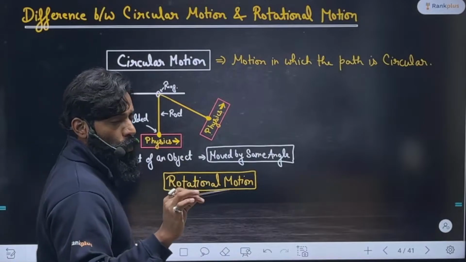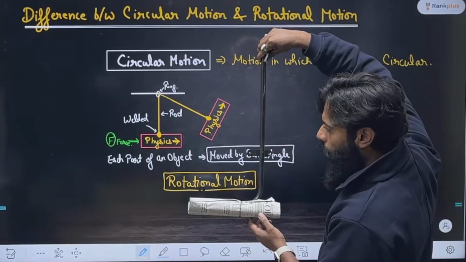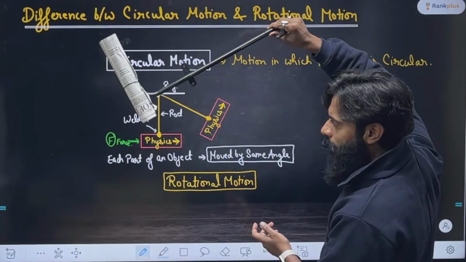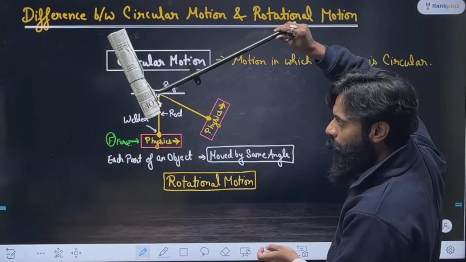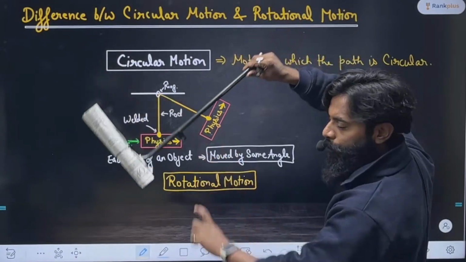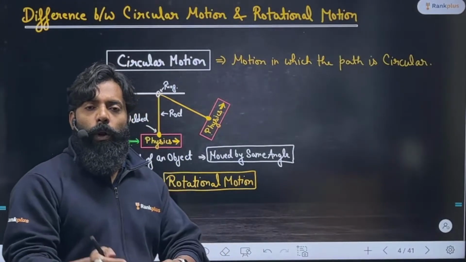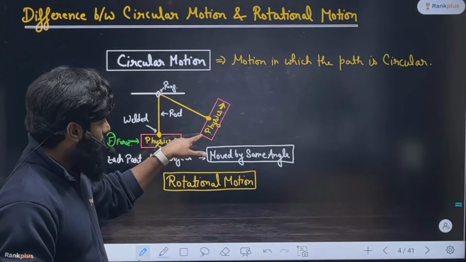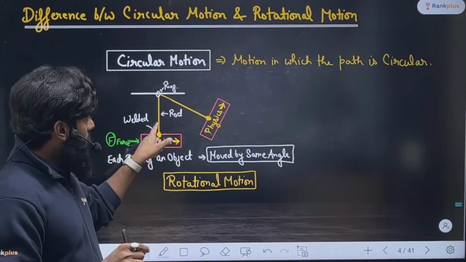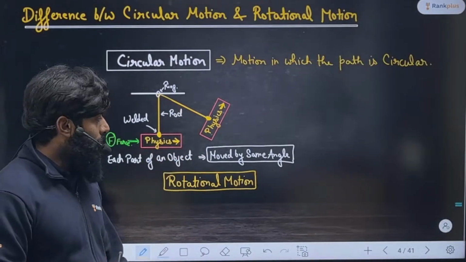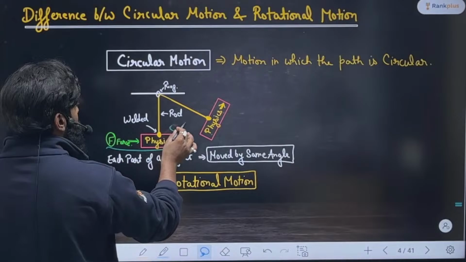It happens only in a solid body. Why only in a solid body? Because only in a solid body are all the points on the object moving and subtending an equal angle. If I start to measure the angle here, I will get the same angle for any point. If I consider this point, it must have moved by a similar angle as compared to these two points. But let me draw another example here.